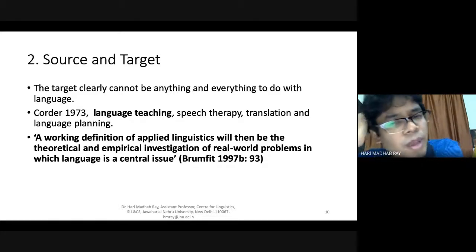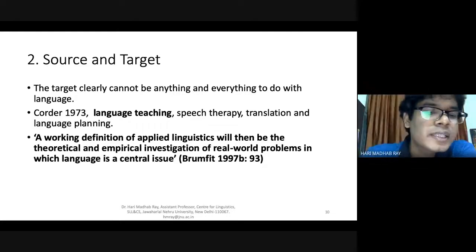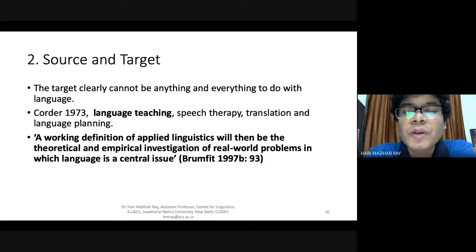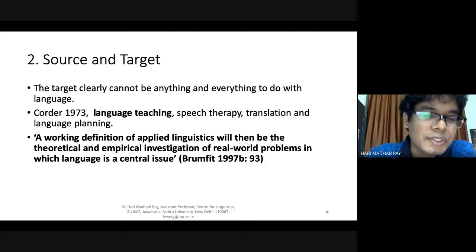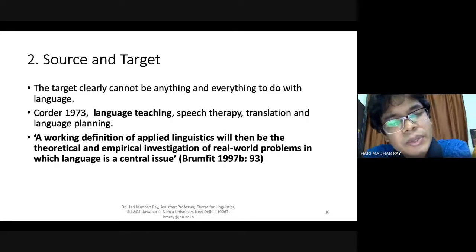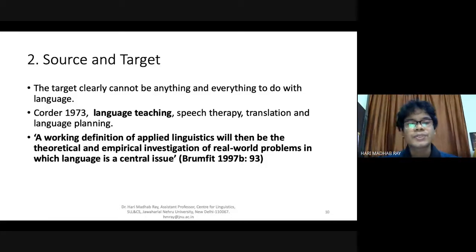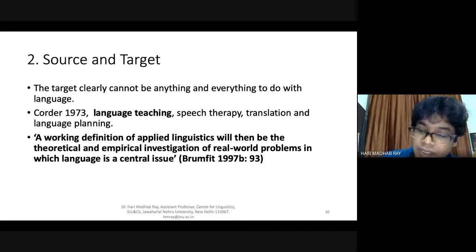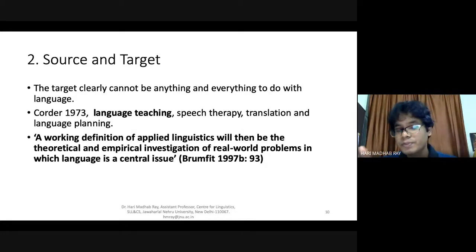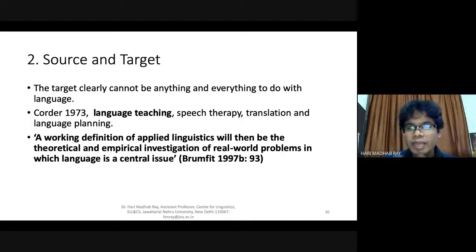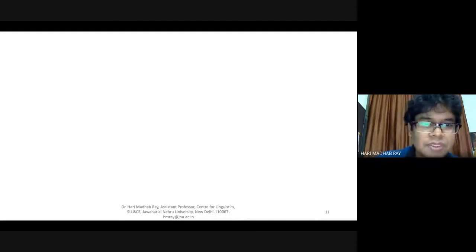So the working definition of applied linguistics will then be the theoretical and empirical investigation of real-world problems in which language is a central issue. You have to have a theoretical as well as empirical investigation of real-world problems in which language is a central issue. To talk about real-world problems is basically to look at language use, not the formal aspects of language but the functional aspects of language. Okay.